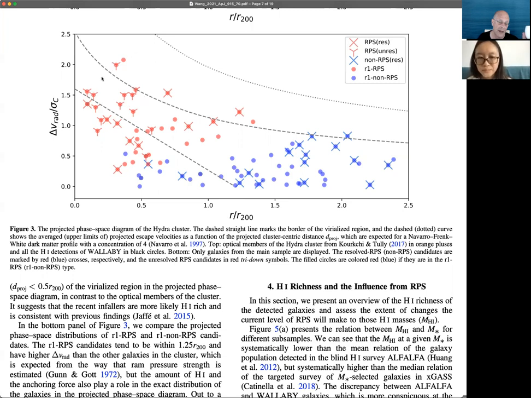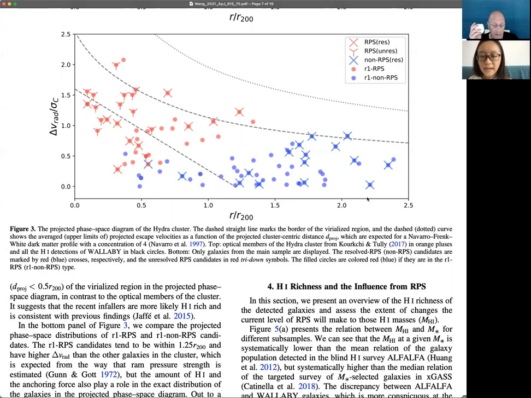But the interesting science conclusion we can draw from here is that the ram pressure stripping affected galaxies extend very far. They extend beyond the viral radius. And they are a large fraction of the galaxies within 1.5 times the viral radius. If we count within 1.35 times the viral radius, 75% of the satellites are ram pressure stripping candidates.